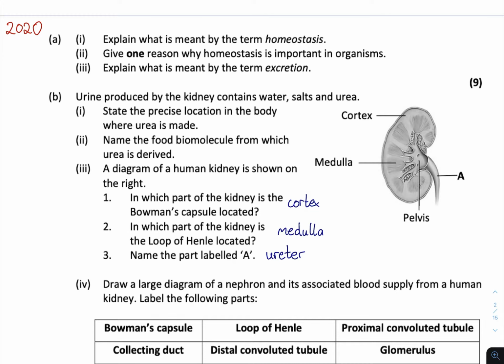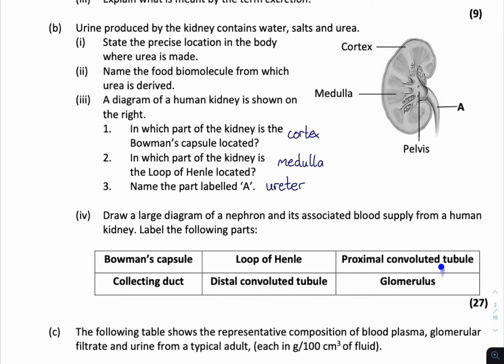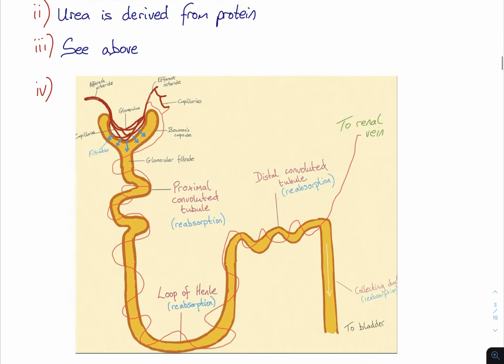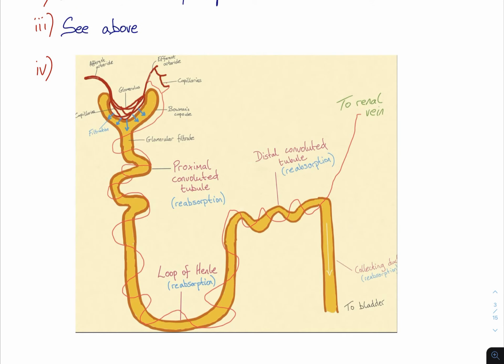Part IV asks you to draw a large labelled diagram of the nephron, and you're supposed to put in these labels here. So the PCT there, the DCT, the glomerulus, loop of Henle, collecting duct, and Bowman's capsule. Now, this is the one that I have here in the notes, so it's the one I'm going to continue on. You didn't need all of the capillaries, and I have extra stuff there in terms of what's actually happening. But you can see over here we have a glomerulus at the top, which is nesting inside the Bowman's capsule. The Bowman's capsule is connected to the PCT, connected to the loop of Henle, connected to the DCT, connected to the collecting duct.